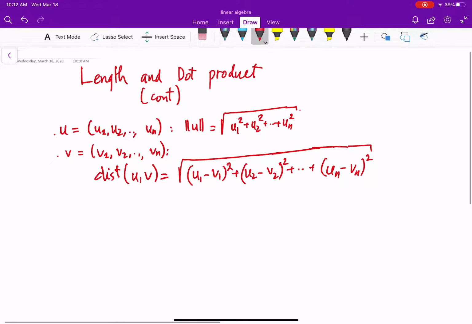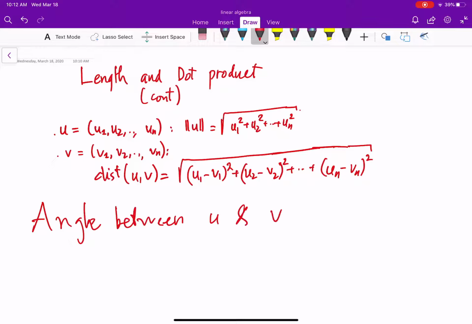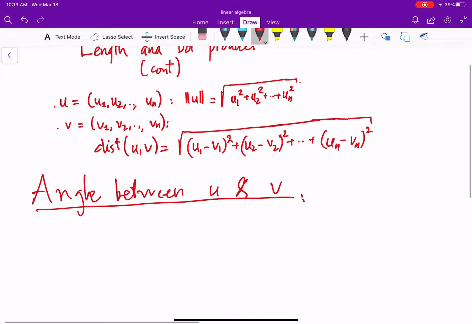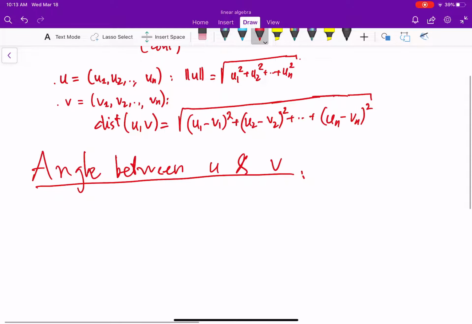And today we will study how to determine the angle between two vectors. Okay, the angle between u and v. All right. Let me remind you about the cosine law, or the law of cosines. Okay, maybe from high school or from pre-calculus. Let's say law of cosine.